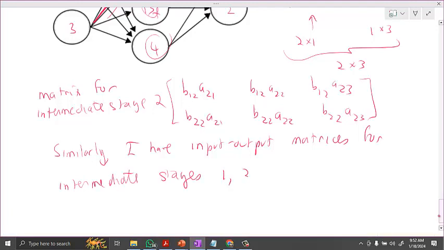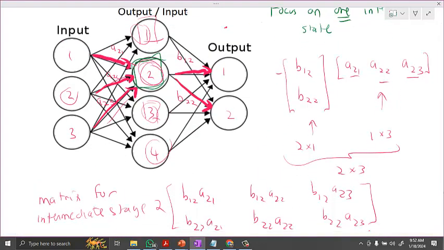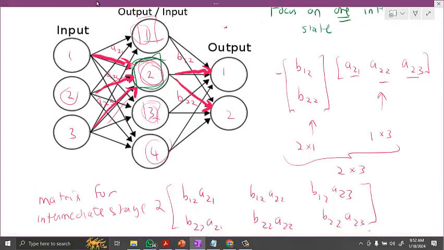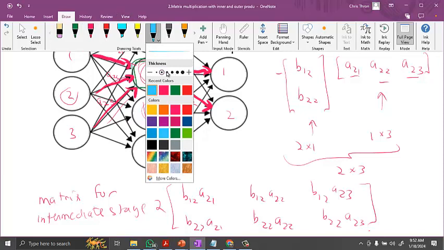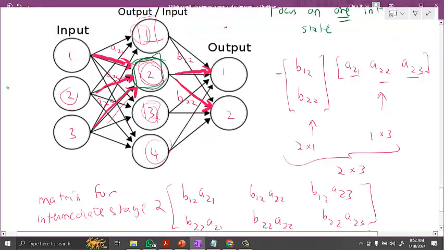One, 3, and 4. Now, if you think about how I would find those intermediate matrices, for instance, the intermediate matrix for stage 4, what I would do is take all of the lines that go into 4 from here. So that would be, where are we? That would be 1. Okay, it's not really thick enough. Let me make it thicker.